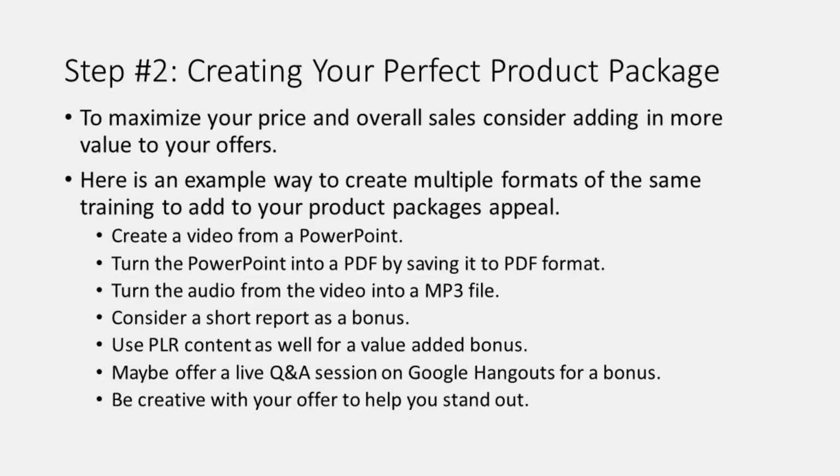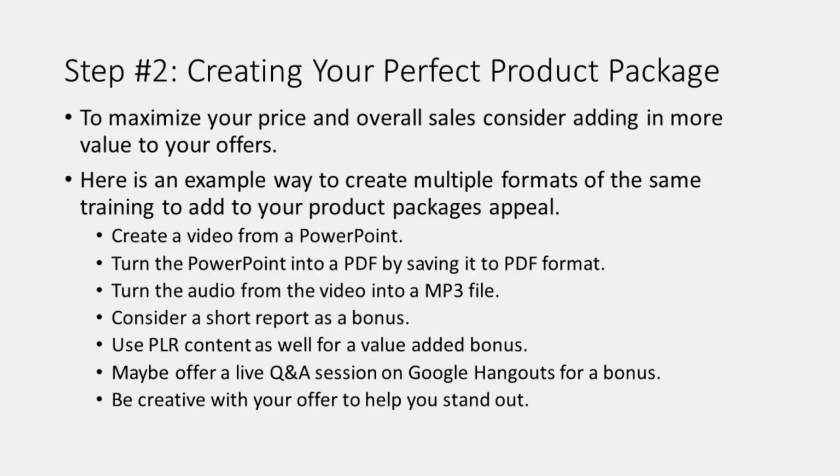Maybe instead of having a 50-page main ebook, maybe you have a 43-page main ebook, and the other 7 pages you throw into a short report that you position as a short report. It's all about positioning and creating that perfect product package because you're going to get way more value that way, especially if you give them all the different mediums to digest your content from. Use PLR content as well for an added bonus.